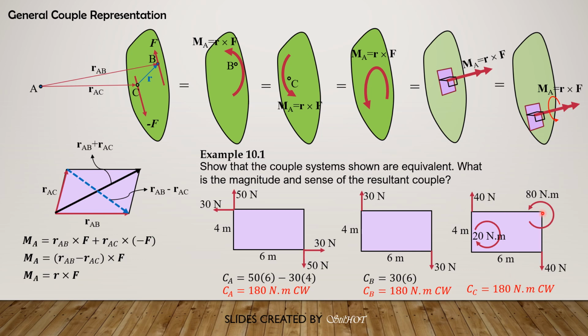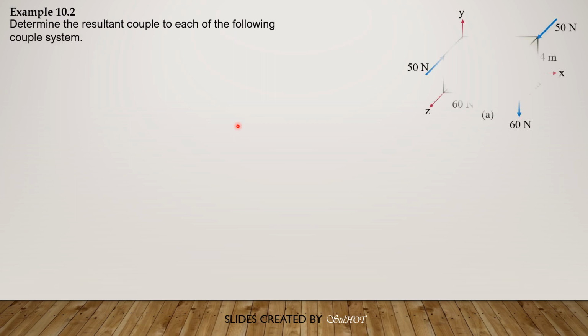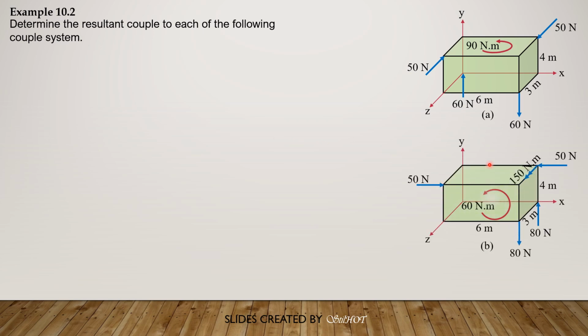So 40 times 6, plus 20 times 6, minus 80 is 180 Newton meter clockwise. For our second example, determine the resultant couple for each of the following couple systems. So we have a 3D couple system here. That's the first, and this is the second.